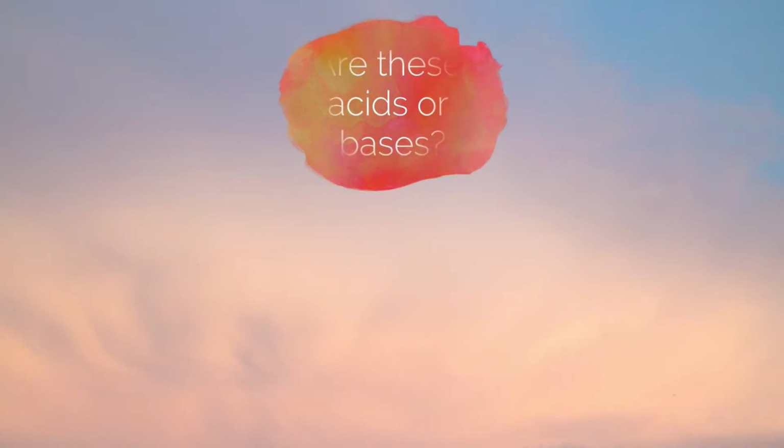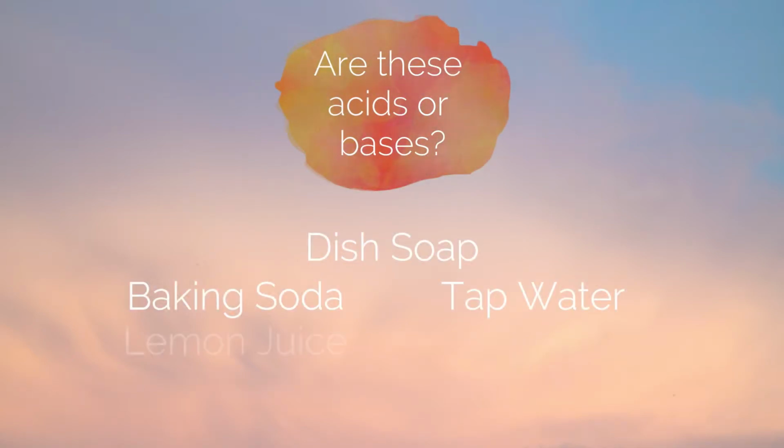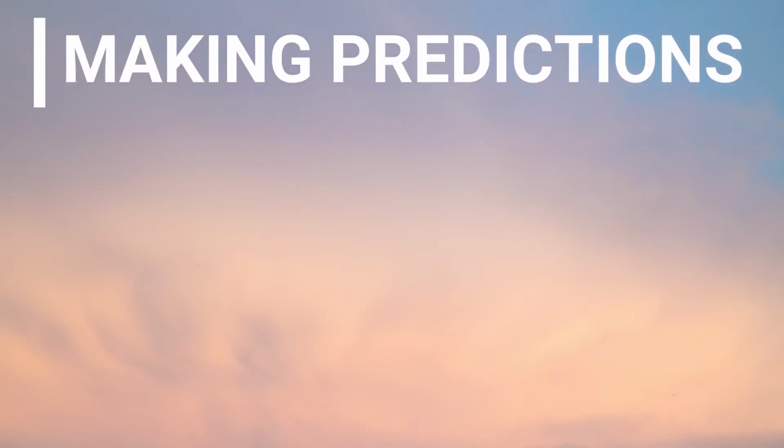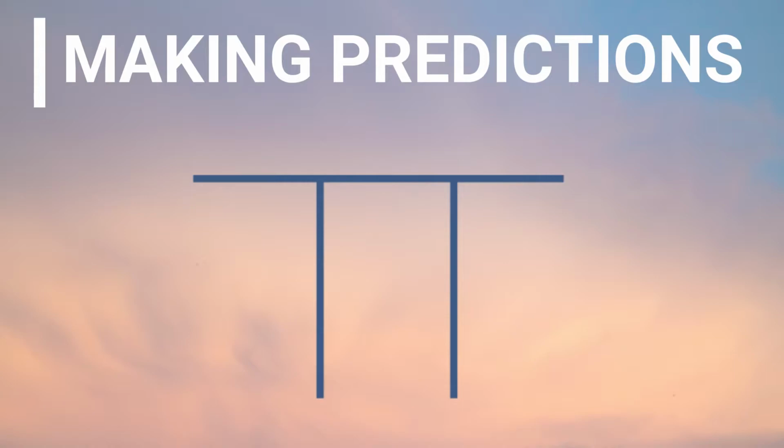The last thing we want to do before we get into the actual meat of the experiment is let's make some predictions. So take a look at these different chemicals on the screen and ask your child, do you think they're acids or bases? We already have some knowledge now because we talked about the characteristics of acids versus bases, and most of these are fairly common.